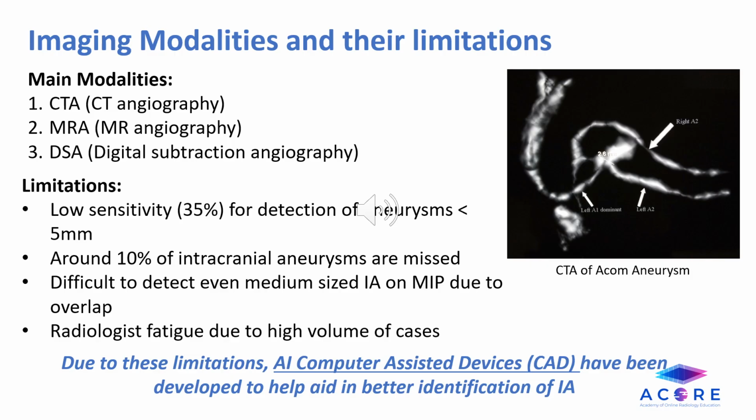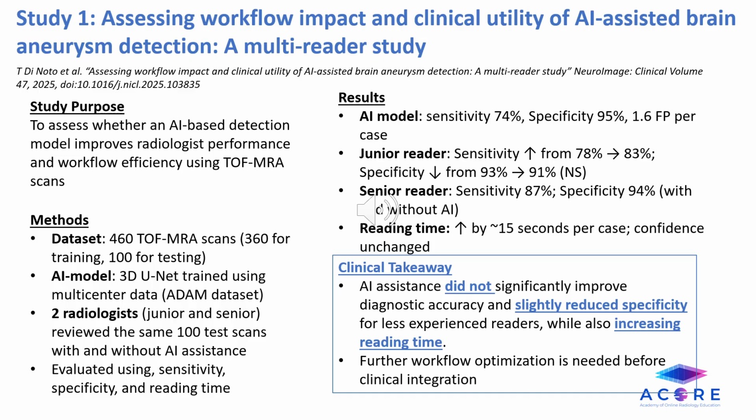Because of all of these challenges, AI-based computer-assisted detection tools have been developed to support radiologists in identifying aneurysms more accurately and consistently. To understand how effective these tools really are, I'll go through 4 key studies that have evaluated the role of artificial intelligence in cerebral aneurysm detection.